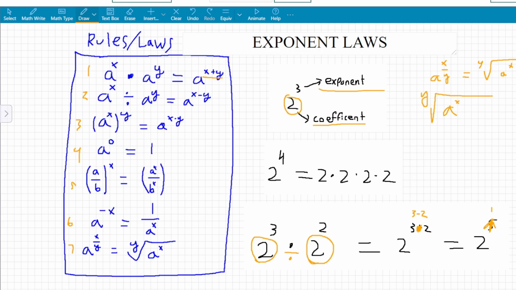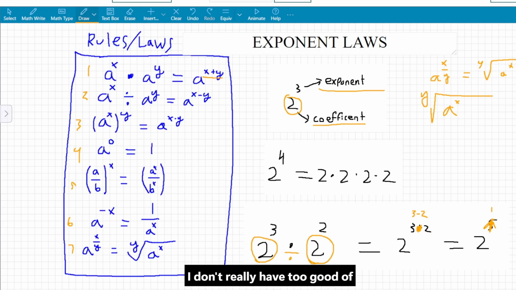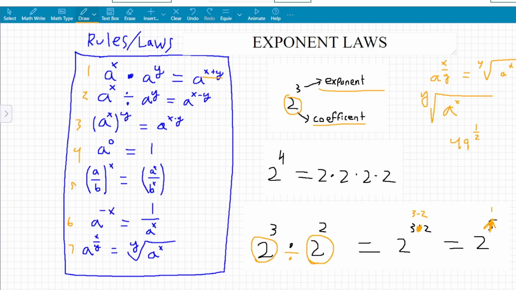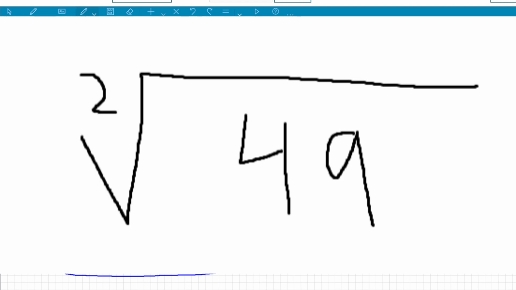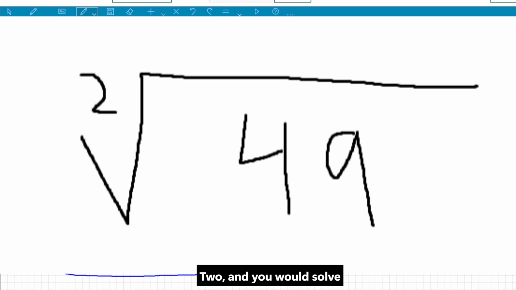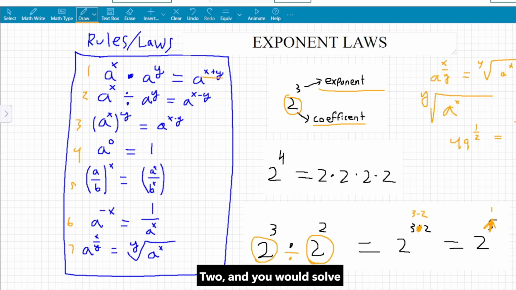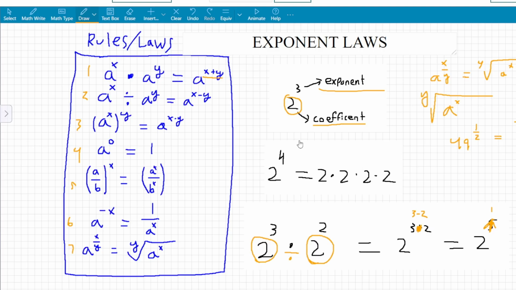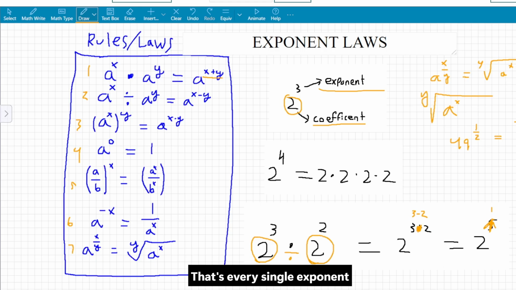I don't really have too good of an example for this one, but an example would be, let's say you get 49 to the half power. You would get root 49 to the 2, and you would solve from there. That's every single exponent law.